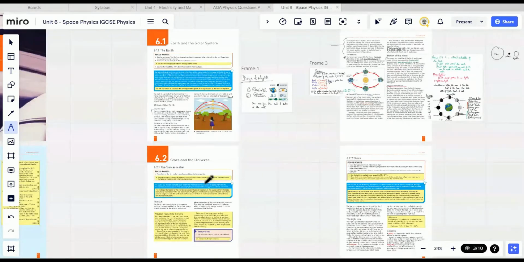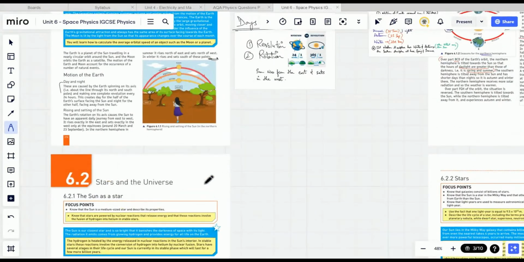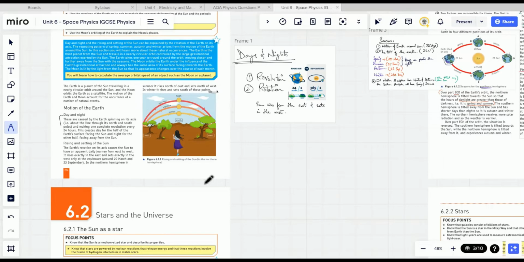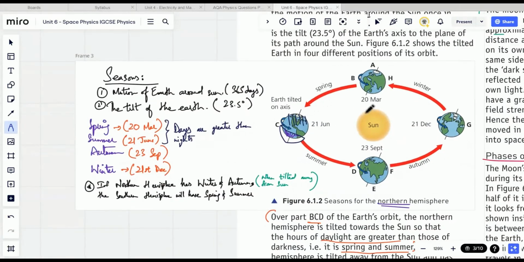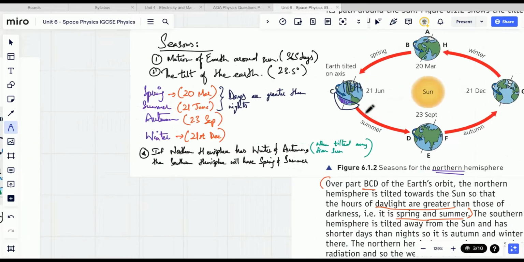In our last lecture, I hope you all remember this. What did we discuss? We discussed how day and night work, how the earth revolves and rotates around the sun, and then we also studied the seasons. What did we study? That the motion of the earth around the sun takes around 365 days. The tilt of the earth is of what? 23.5 degrees.